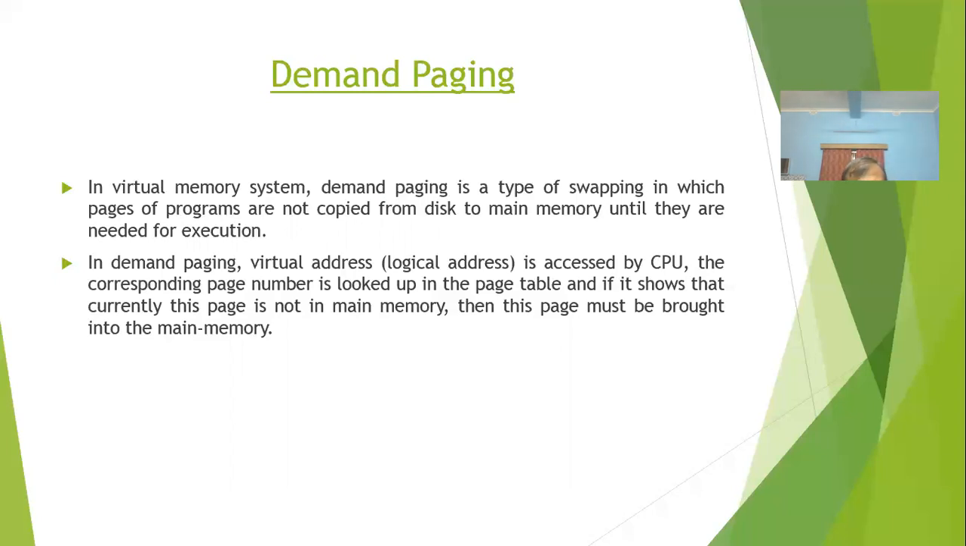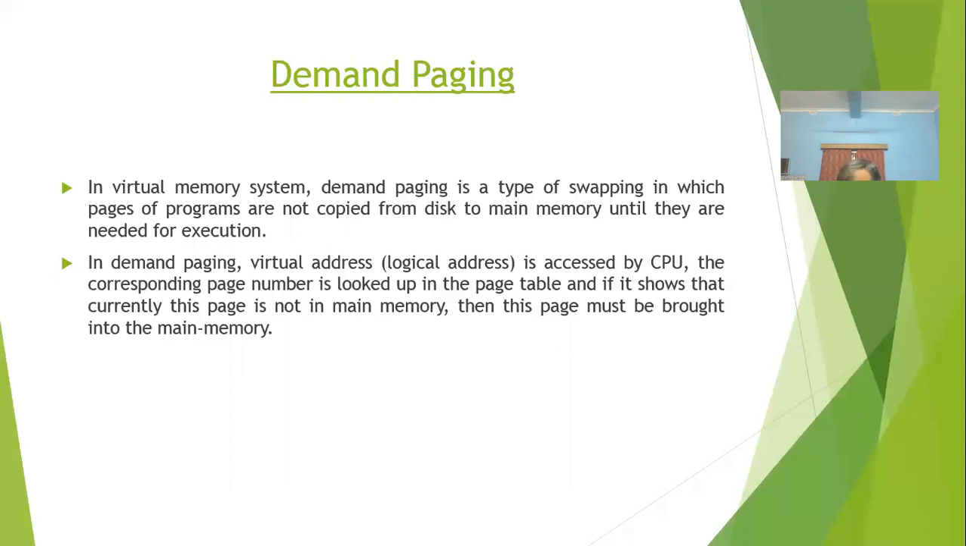Now, in demand paging, a virtual address or logical address is accessed by the CPU. The corresponding page number is looked up in the page table, and if it shows that currently this page is not in the main memory, then this page must be brought into the main memory. So this information is collected or maintained as a part of the page table for the particular process. So this is the concept of demand paging here.